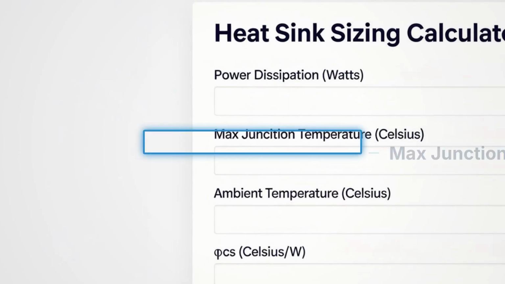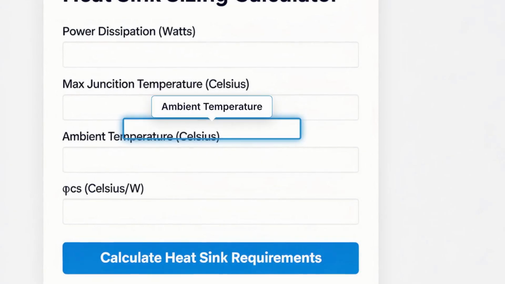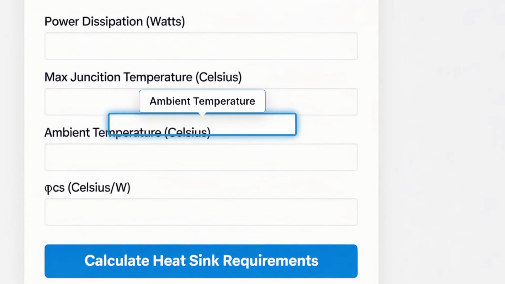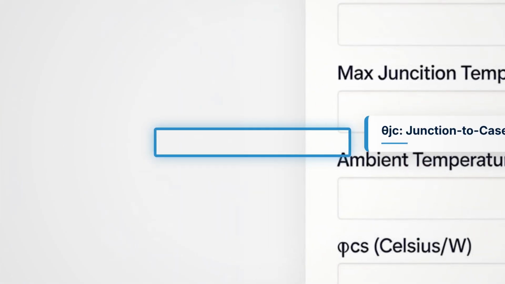Next is max junction temperature in degrees Celsius, the maximum safe operating temperature for your semiconductor. Then input the ambient temperature in degrees Celsius, the surrounding air temperature. For theta Jc in degrees Celsius per watt, enter the junction to case thermal resistance from your component's datasheet.